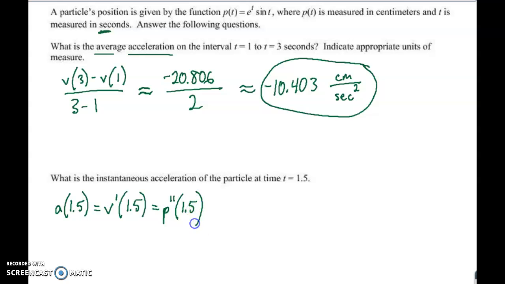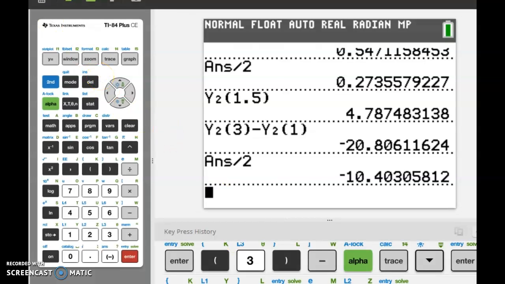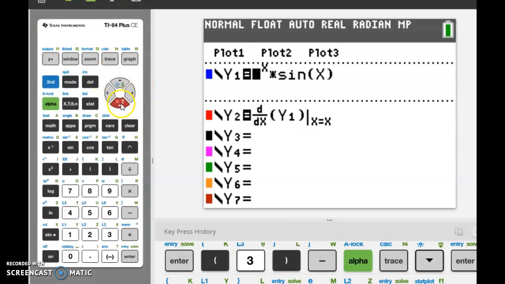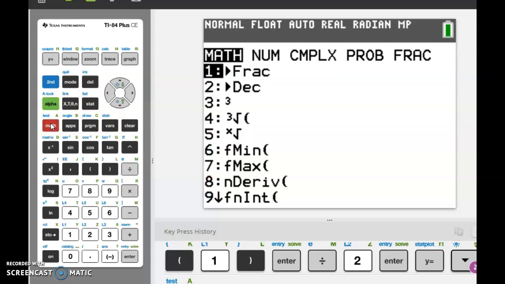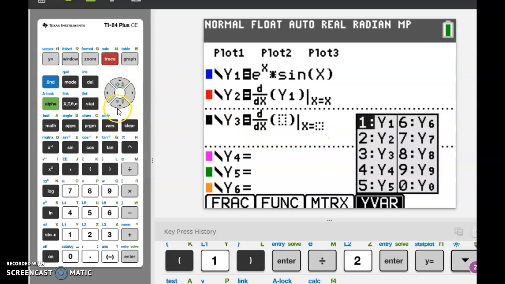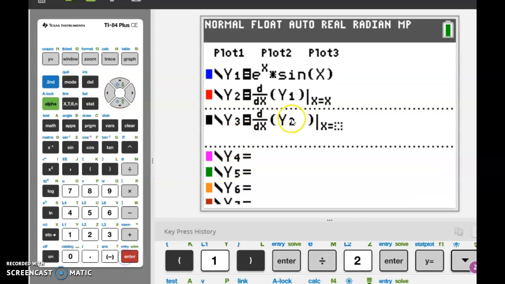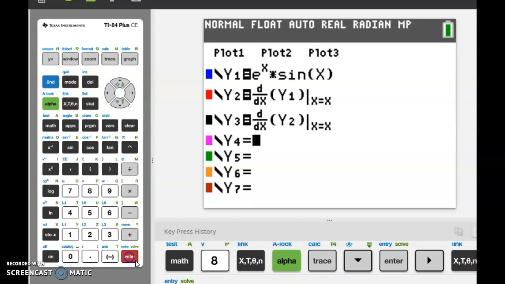So as I go to my calculator, I'm going to use a calculator. Go to y equals and just make a third equation, which is the derivative, that was the 8th option, by the way, of the derivative equation. So notice I'm changing it to the derivative of y2. I'm just doing the derivative of the derivative when x equals x.